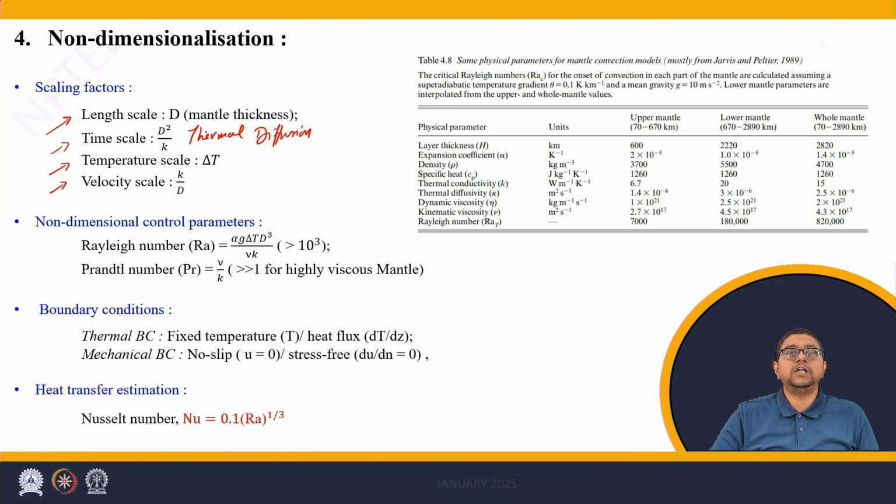The non-dimensional control parameters are the Rayleigh number and the Prandtl number. These Rayleigh number and Prandtl number denote the effect of buoyancy and material properties respectively.